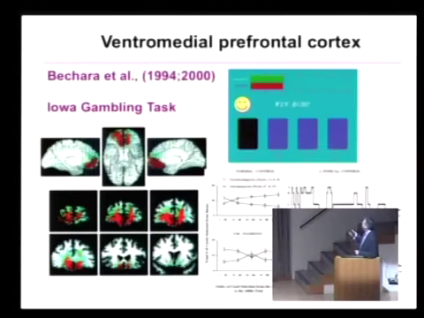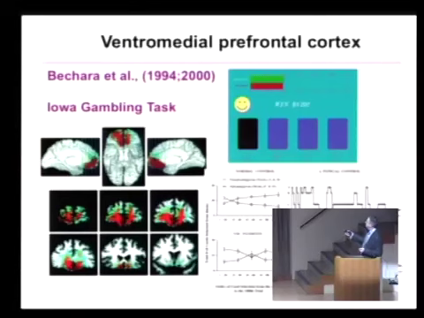So they identified some of these decks, and they call them advantageous decks because you win more than you lose, so your net gain is cumulative. Whereas other decks are so-called disadvantageous decks, in that if you choose those, you tend to lose more than you win. And what they found was that the patients with damage to their ventromedial prefrontal cortex were actually very, very bad at learning to choose the advantageous decks.